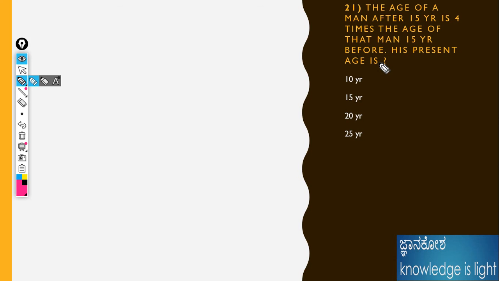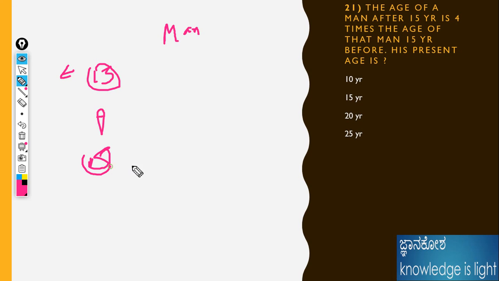Fine, this is a very important question. Please see, friends. This is a man, right? This is the 15-years-back one. This is the present, and this is 15 years in the future. The ratio is given as 4x, since the age of the man after 15 years is 4 times his age 15 years before. Understand? 15 years before is x, and 15 years after is 4x, and we need to calculate the present.